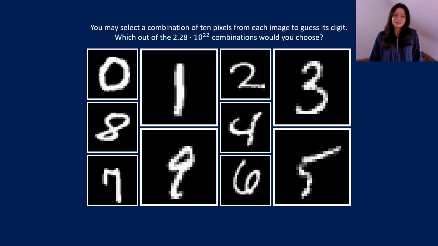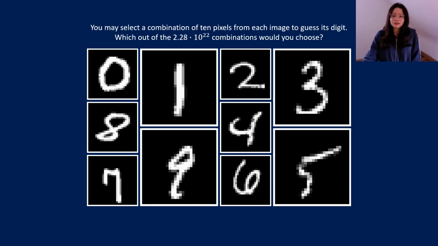The downside of this is, of course, the combinatorial explosion of the search space. With just 10 pixels out of the 784 pixels of an MNIST image, the number of combinations is already in the order of 10 to the power of 22.